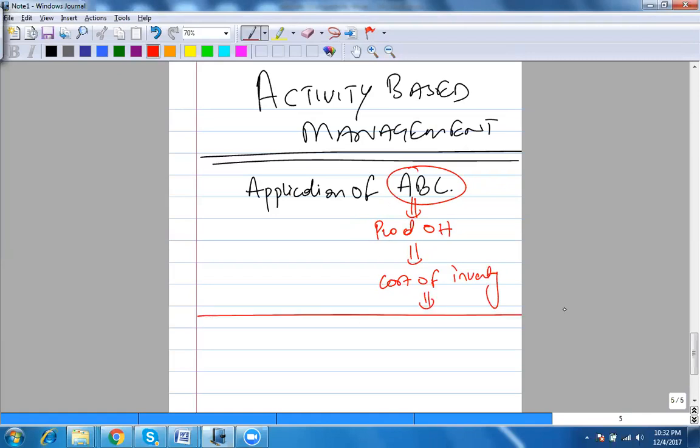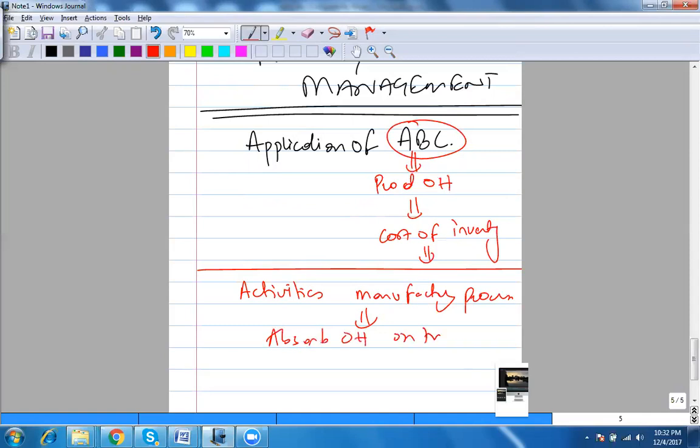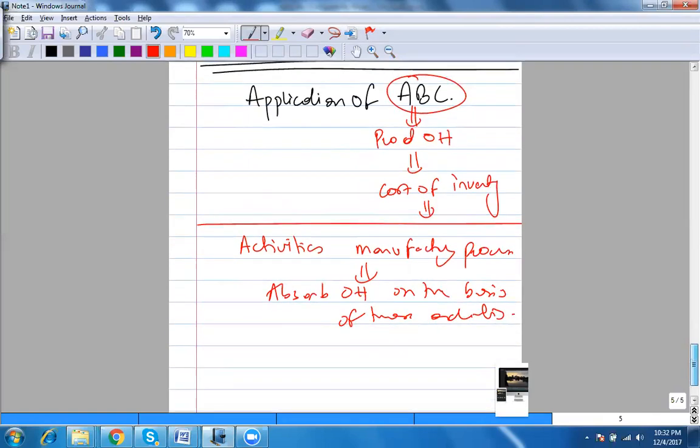While applying activity-based costing, we try to identify the various activities that we undertake as part of our manufacturing process. Once we are able to identify those activities, we try to absorb overheads on the basis of those activities.